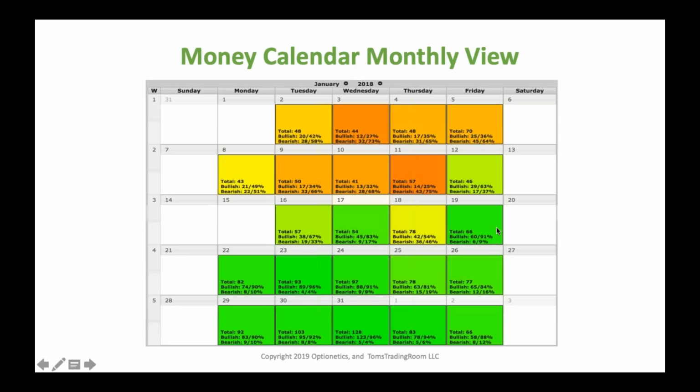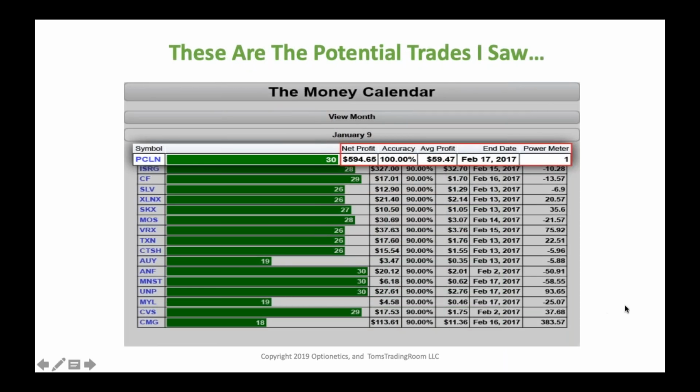From here, what I can do is click on any particular day. And as you can see here, look at the 16th, right in the middle. 57 trades came up, and 38 of those were bullish trades and 19 were bearish. Now if I click on this particular dot, this area here, it will bring up that day. And in this case, we're looking at January 9th. And you can see here, Priceline.com was at the top, and you've got all these other stocks as well.